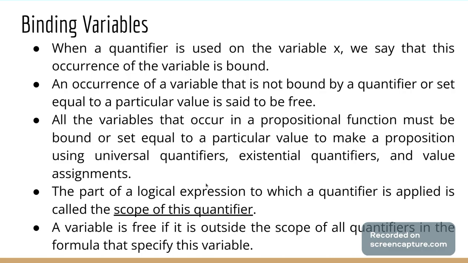Now, all the variables in a proposition should either be bound to a quantifier, that is the universal quantifier or existential quantifier, or the variable will be assigned a value. That means it will be a free variable. The scope of the quantifier is within the logical expression to which the quantifier applies. Anything outside the quantifier's scope will be a free variable.